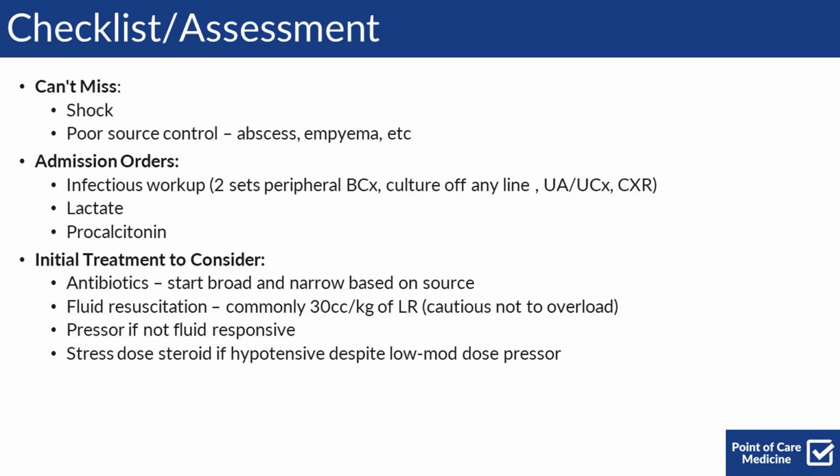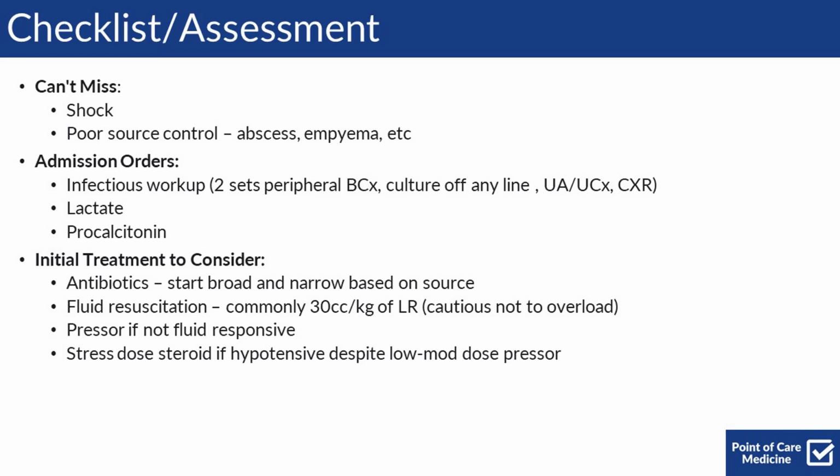For your admission orders, for your infectious workup, make sure you send 2 sets of peripheral blood cultures, send a culture off any line that's been present for 48 hours or more, send urinalysis and urine culture, and get a chest x-ray. You should also send a lactate and in most situations, a procalcitonin.